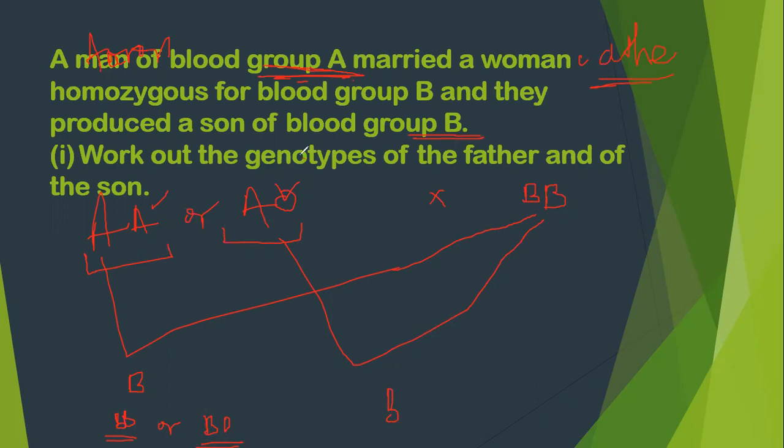Now, of these two, you don't even need to carry out a cross. If it's an objective question, you don't need to carry out a cross. You just do simply what I've done. So of these two, which one can give rise to blood group B?